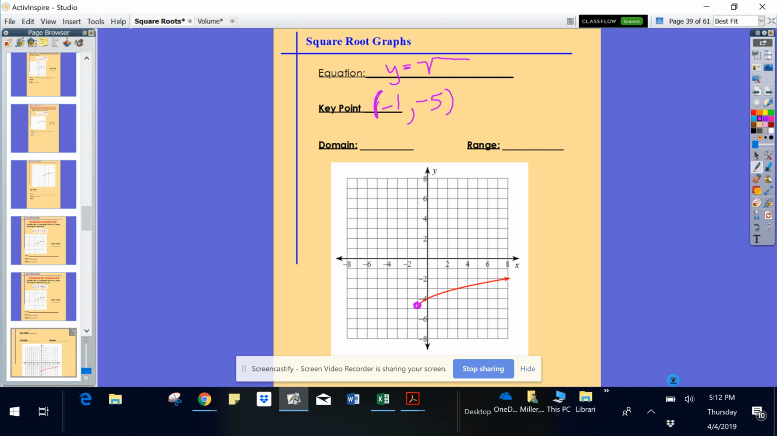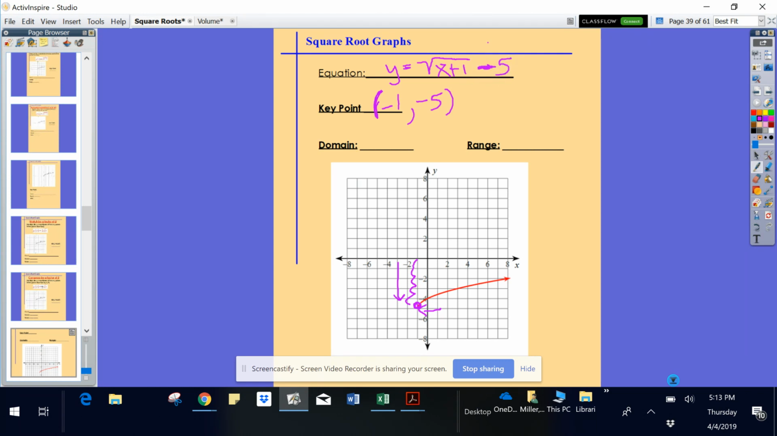Now, the first thing I need to do is look, did my graph move left or right? And let's look, it did move this way 1 unit. So if we remember from our little chart, if it moves to the left, we are going to put +1. So x plus 1, the square root of x plus 1. Now we need to look, did the graph move up or down? And we can count 1, 2, 3, 4, 5. It moved down 5. So outside the square root, I'm going to put -5.